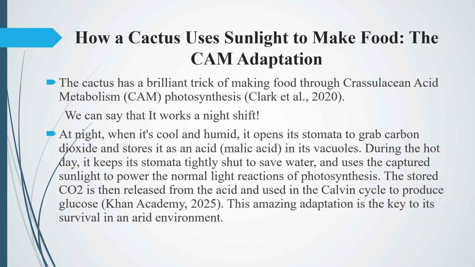So at night, when it's cool and humid, the cactus opens its stomata to grab carbon dioxide and stores it as an acid in its vacuoles. During the hot day, it keeps its stomata tightly shut to save water and uses the captured sunlight to power the normal light reactions of photosynthesis. The stored carbon dioxide is then released from the acid and used in the Calvin cycle to produce glucose. This amazing adaptation is the key to its survival in an arid environment.